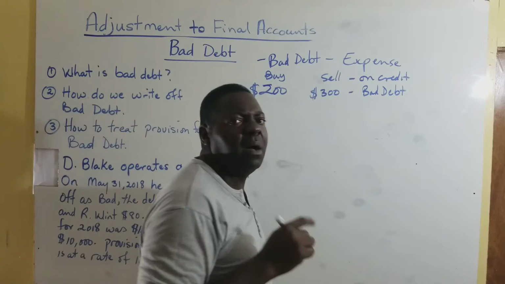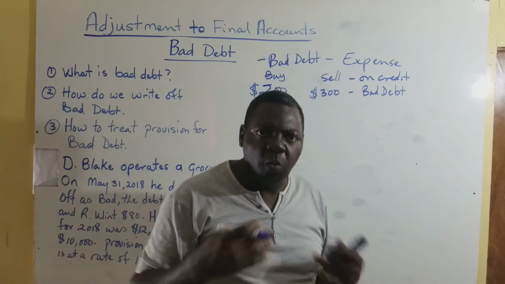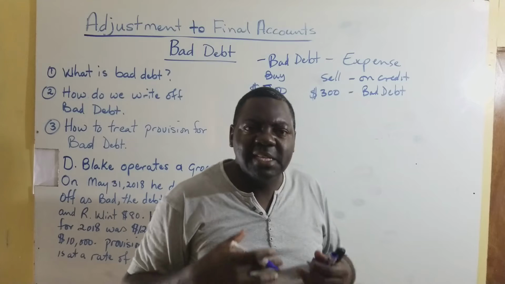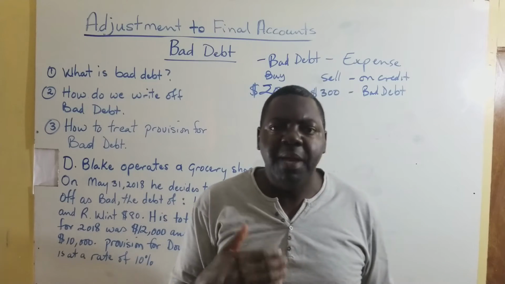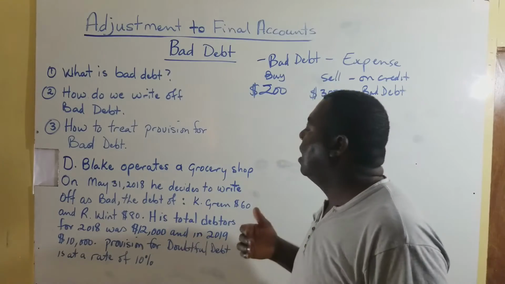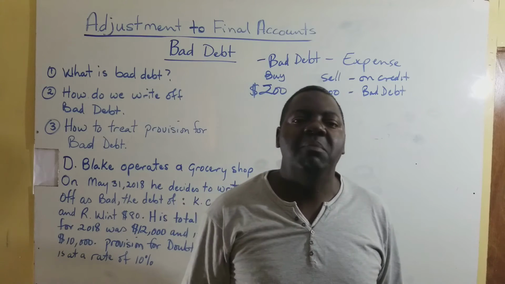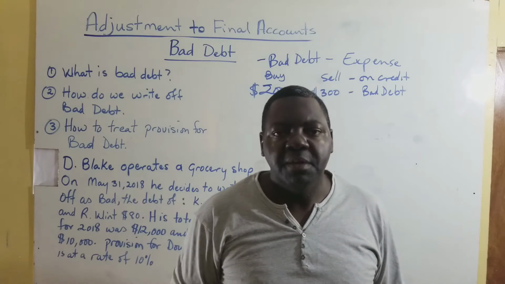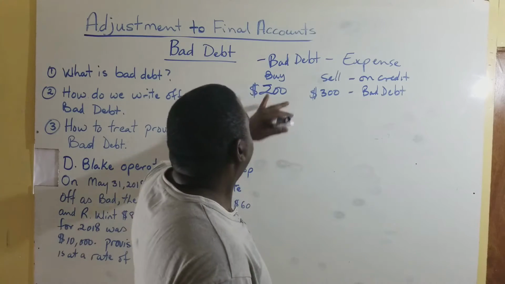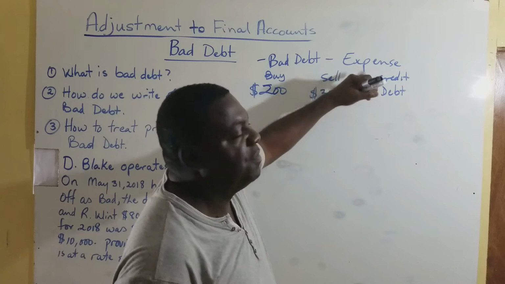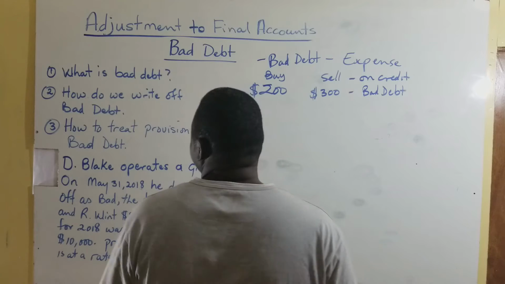So who bears the cost for this good that we have purchased? We bear the cost. So it's an expense to us. We would have expended our money to buy the goods, and we sell it to somebody, and we are unable to recoup the money that we would have spent. And so bad debt is referred to as an expense to our business.